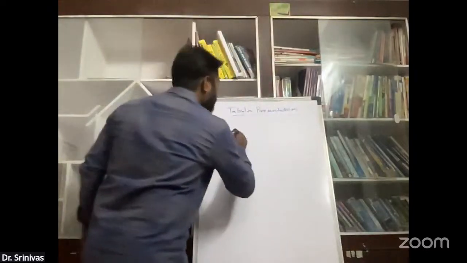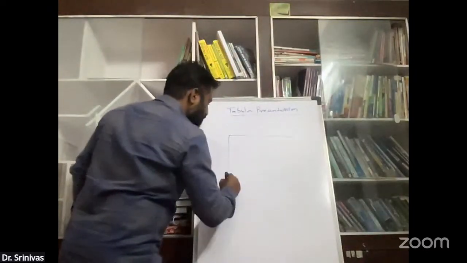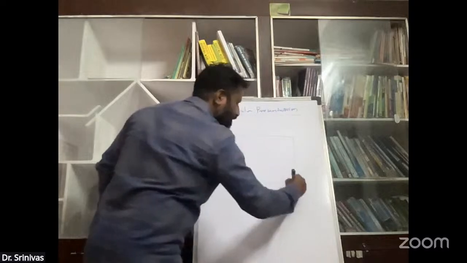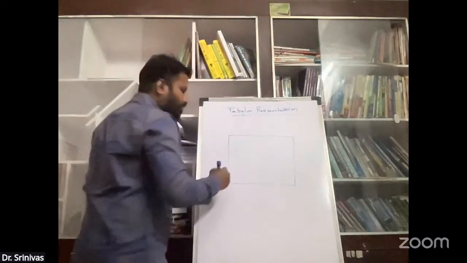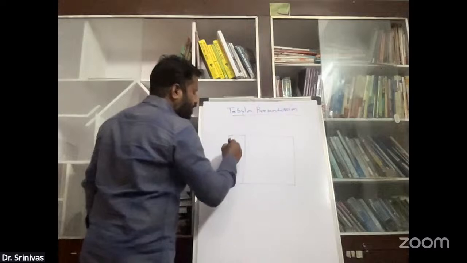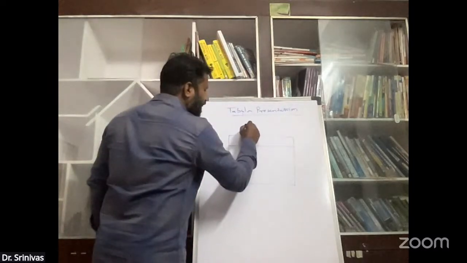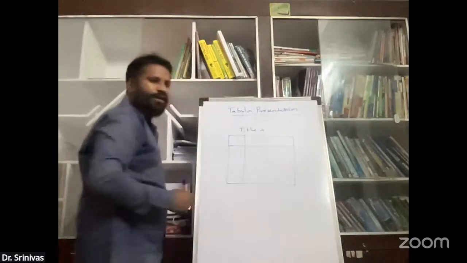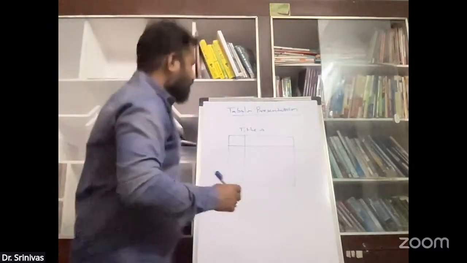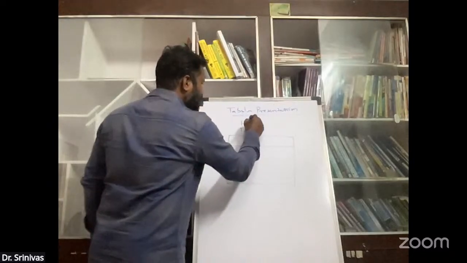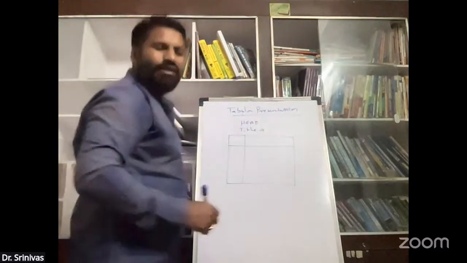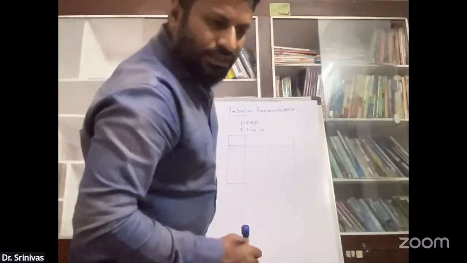Generally, for every table, for example, I will draw one table. This is the table. Is it clear? We are going to write this type here, and this type here. Whatever the table title is, we are going to write here. It is called the title and head.